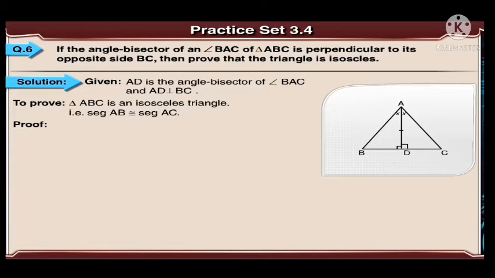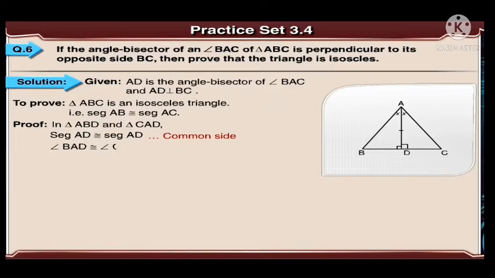Here is the proof. In triangle ABD and triangle CAD, segment AD is congruent to segment AD, common side. Angle BAD is congruent to angle CAD, since AD is the angle bisector of angle BAC. Angle ADB is congruent to angle ADC, given in the question.